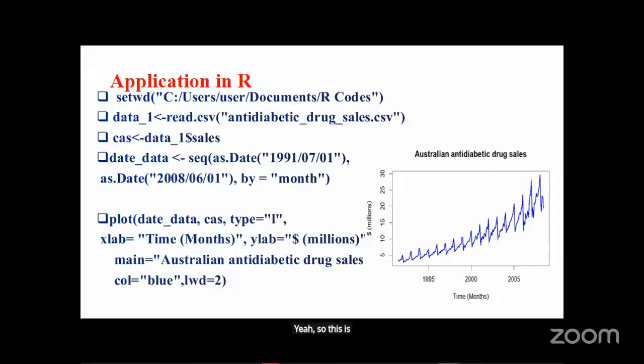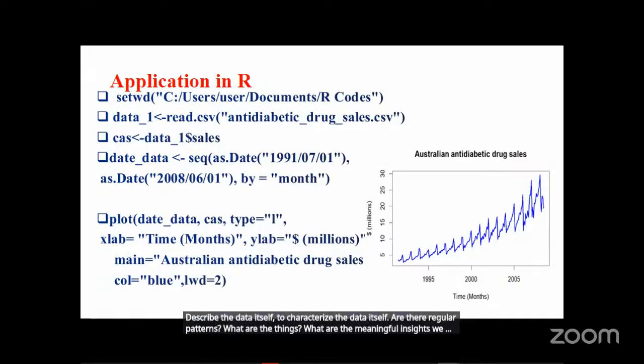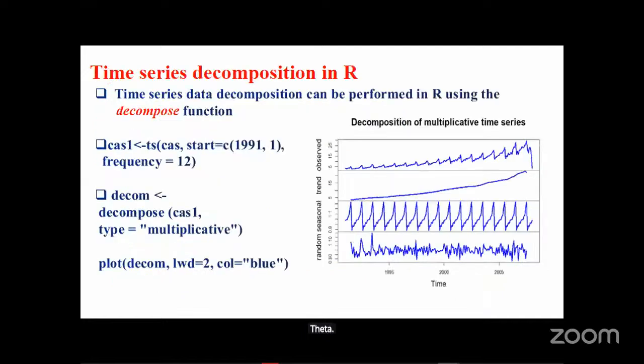Yeah. So this is the original time series data itself. This is Australian anti-diabetic drug sales. This is how the time series data looks. We want to decompose it to be able to describe the data itself, to characterize the data itself. Are there irregular patterns? What are the meaningful insights we can draw from this particular data? So look at this, the original data itself. Then it has been decomposed into trend, seasonal, and random, which is also the same as the name residual.